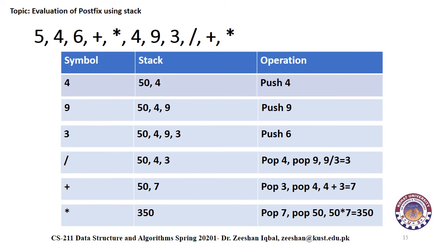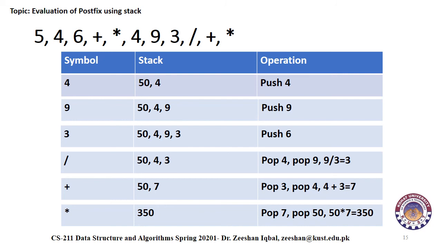Last, the symbol is asterisk or multiplication, which is an operator. So we will pop the top two elements, that is 7 and 50, and apply the asterisk operator. So 50 multiplied by 7 becomes 350. Hence we will push this 350 back onto the stack again.